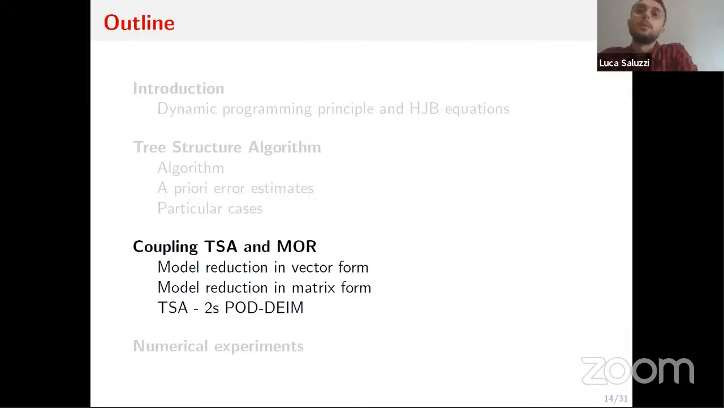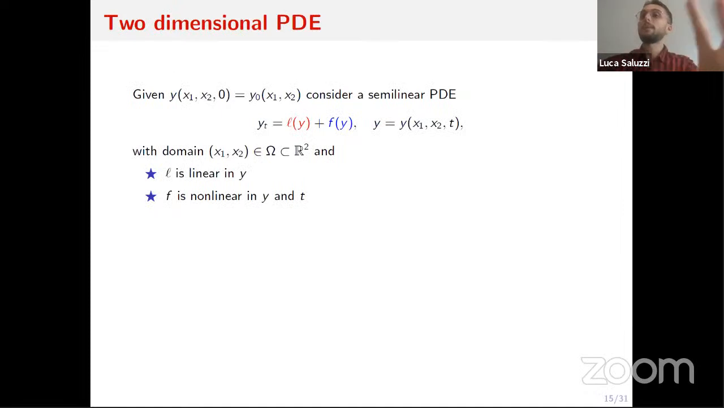Okay, so this was the tree structure. Now we can pass to the coupling of the tree structure with the model order reduction techniques. Our setting is the following. Let's think that we have a solution y. We are considering a PDE in R2 in the variable x, where there is a linear part L and a nonlinear part F. So this is a semilinear PDE.